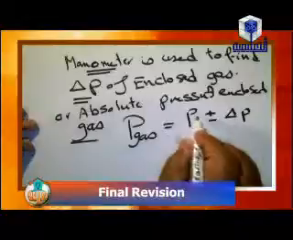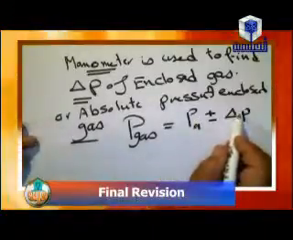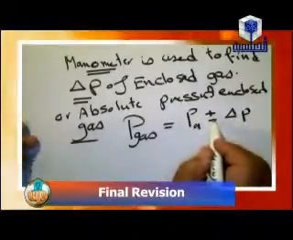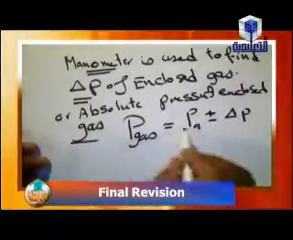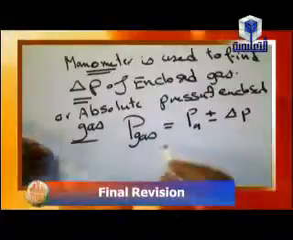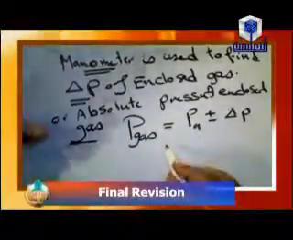We use plus if the pressure of gas is greater than the atmospheric pressure. We use minus if the pressure of gas is less than the atmospheric pressure. So P gas is equal PA plus or minus delta P. This is the uses of manometer.